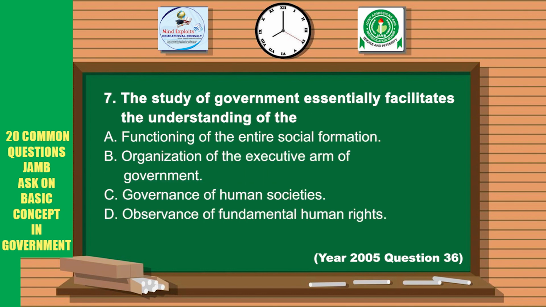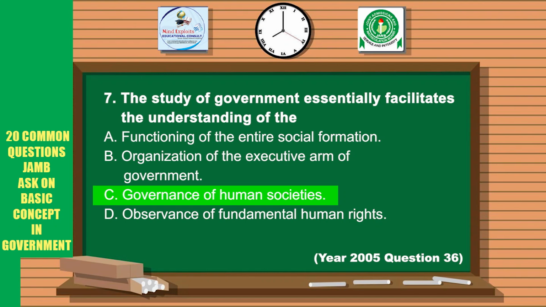Let's go to question 7. This question was asked in 2005 as question 36. The study of government essentially facilitates the understanding of the A, functioning of the entire social formation, B, organization of the executive arm of government, C, governance of human societies, D, observance of fundamental human rights. The study of government essentially facilitates the understanding of how a people are governed. That is all we are learning in government. The study of how a society is governed, the governance of human society, is what government is basically studying. So the right answer there is C.